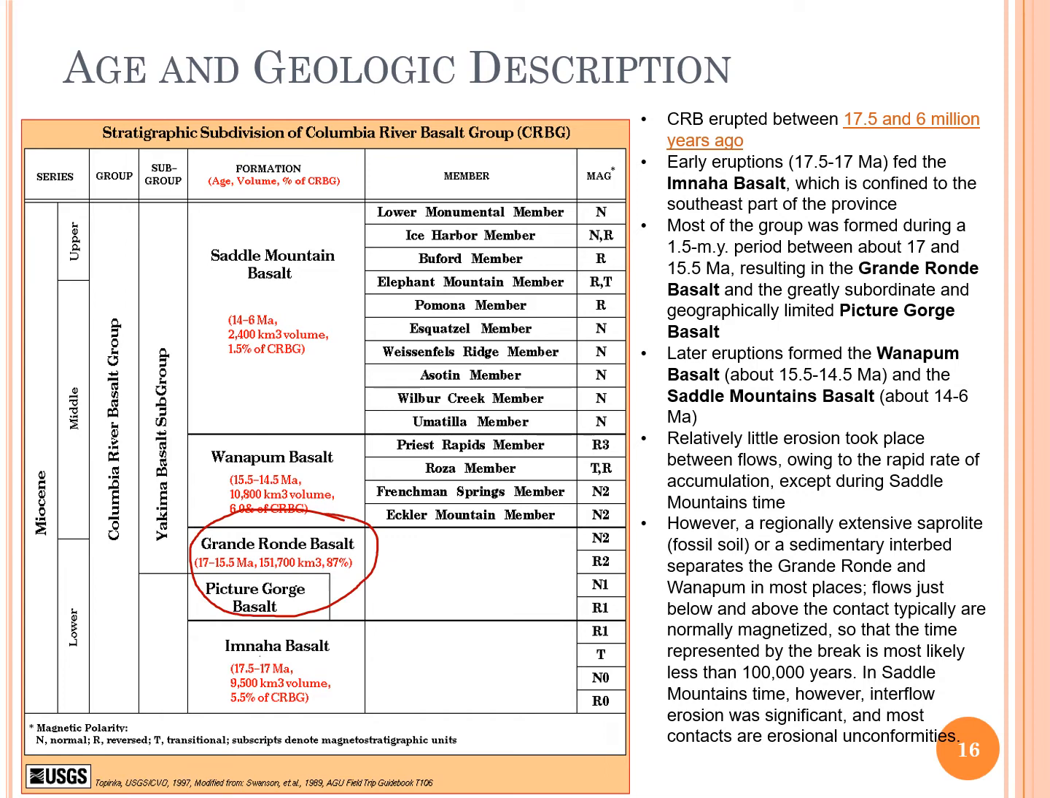And you can see that it is sitting down near the beginning of the flows, around 17 to 15.5 million years ago. And you can see as a percentage of the overall Columbia River basalt group, it makes up 87%. So the big chunk, the majority of the lava that came out to form the Columbia River basalts, happened back during this Grand Ronde time of about 17 to 15.5 million years ago. And a lot of other different units have been identified.